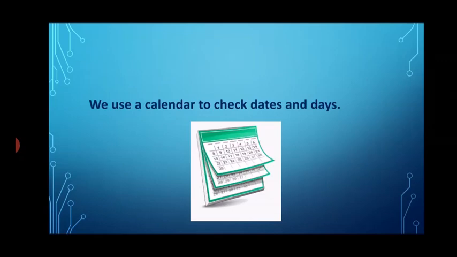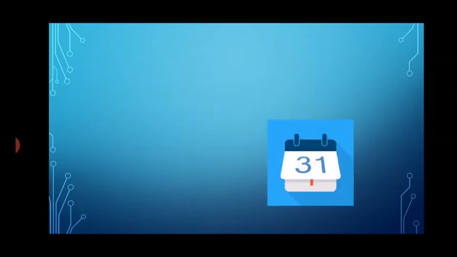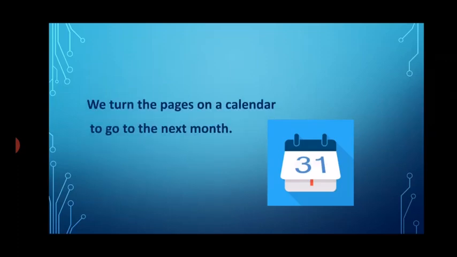So whenever we want to check which date it is, which day is it, what we do? We immediately check the calendar. Okay, then we use the calendar, we turn the page of the calendar to go to the next one. So when you are on 31st January, what you do? You change the page to go into the February month. We turn the page on a calendar to go to the next month.